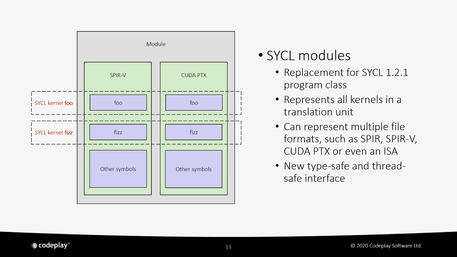Next up, there are SYCL modules, not to be confused with C++20 modules. Modules are a replacement for the SYCL 1.2.1 program class. A module represents all the kernel functions in a translation unit, and they can also contain multiple file formats, such as SPIR, SPIR-V, PTX, or even a vendor-specific instruction set. The interface is now also type-safe and thread-safe.